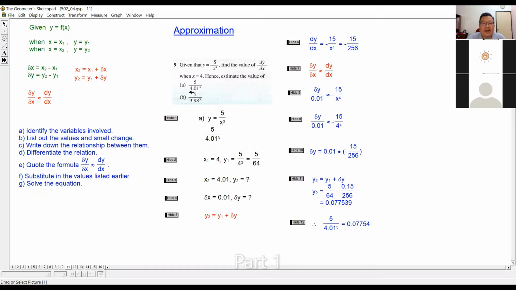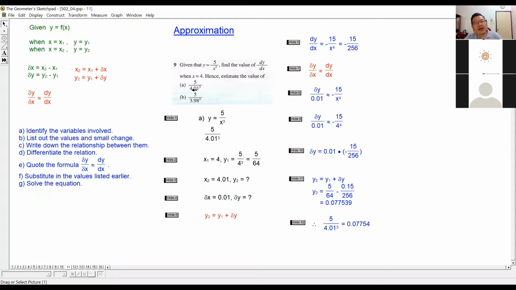The other day, we looked at this question again. Y equals 5 over x cubed. They tell you the x is actually 4. Then they ask you to find 5 over 4.01 cubed.